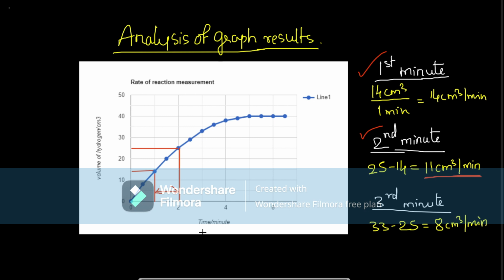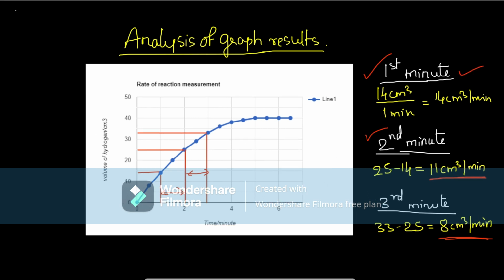Similarly, when you check for the third minute, that is here, the volume of hydrogen collected is 33. So in this you can see the rate of reaction, 33 minus 25, that is 8 cm cube per minute. So what it indicates, the rate changes all throughout the reaction. It is greatest initially, and as the reaction proceeds it will decrease. You can see 14, 11, 8.